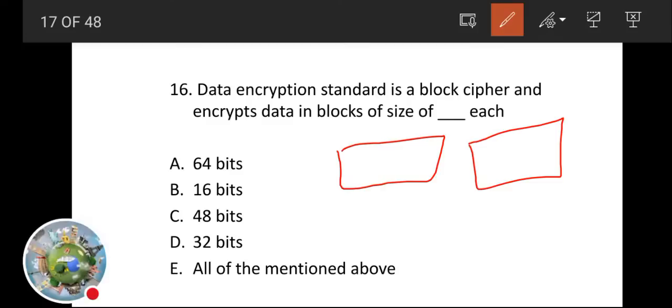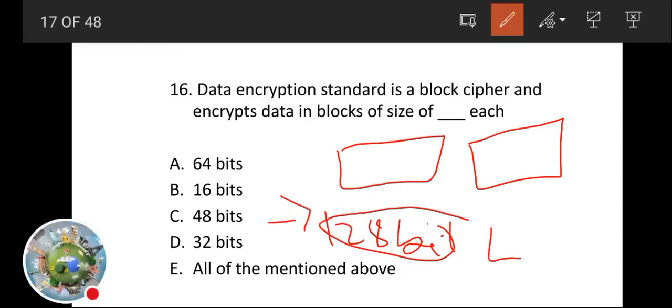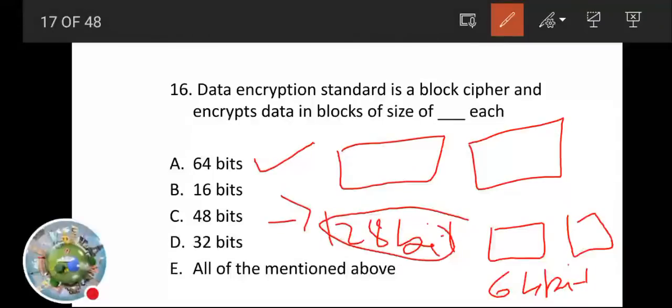Whatever input comes, it will be divided into a number of blocks. The message has a certain block size. So what is the size? If a 128-bit message comes, how many blocks will it be divided into? A 128-bit message will be divided into two blocks, and each block has a 64-bit size. Then the answer will be A, 64-bit.